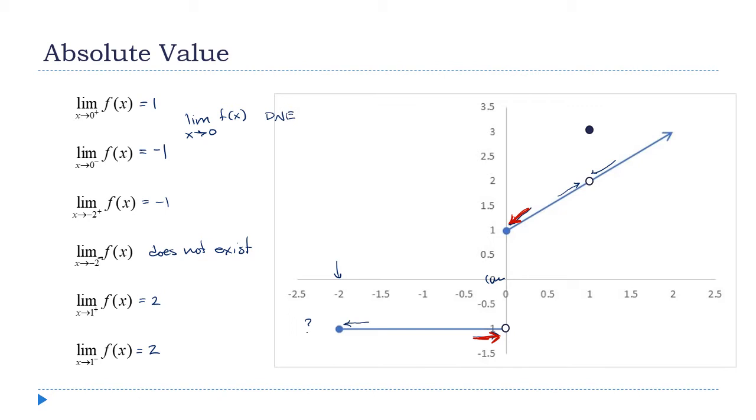Okay, so how about as x approaches -2? Well, now we have the same problem as we have with our square root function. It's defined and behaving well over here on this side. Over here on this side, it isn't defined. So this limit, the limit as x approaches -2, also does not exist.